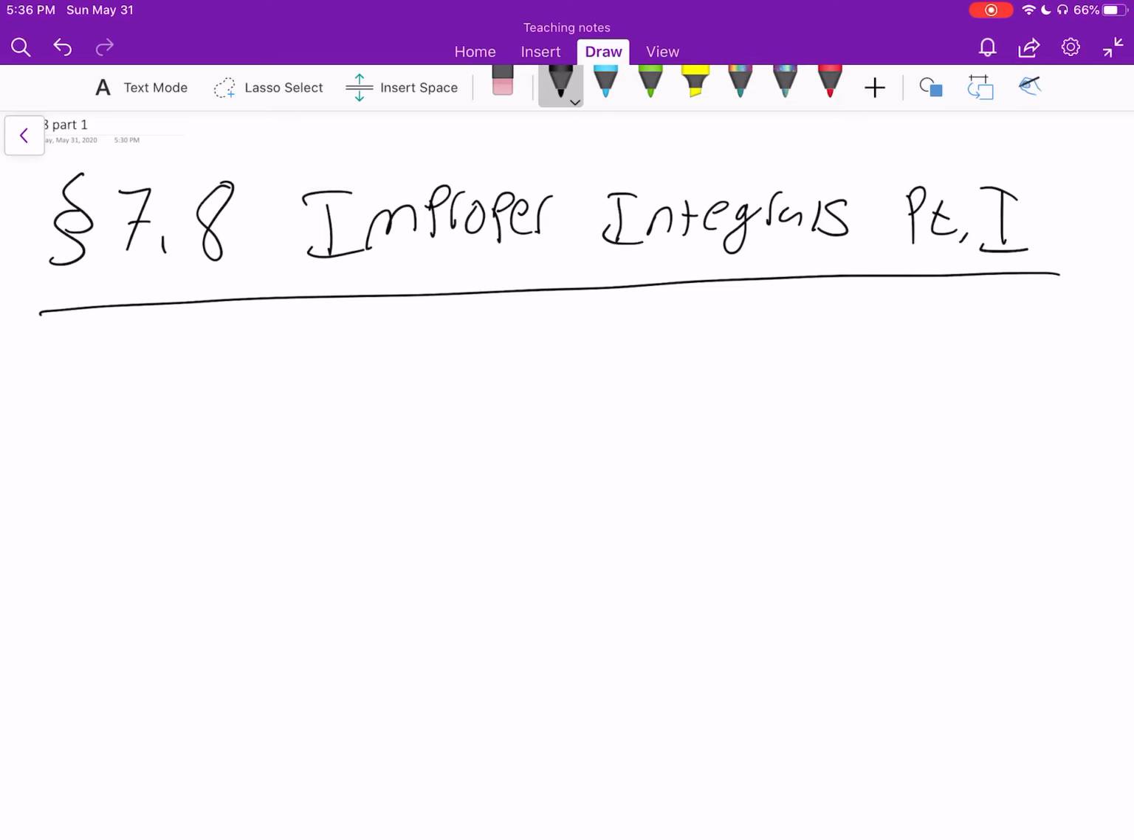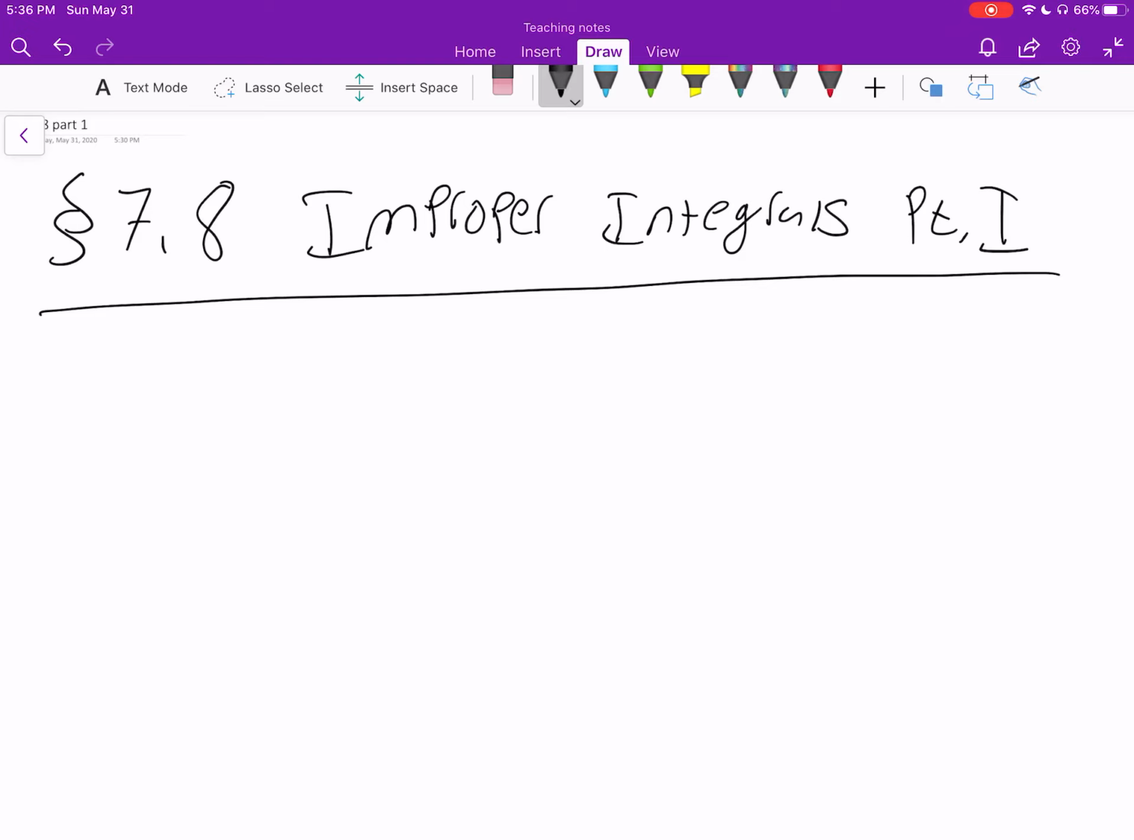Alrighty, so we're going to start a new section here, section 7.8. This section will not be on your first exam, it will be on your second exam, which is actually 2 weeks from your first exam, so make sure you have that date down. So the topic of this section is the improper integral.